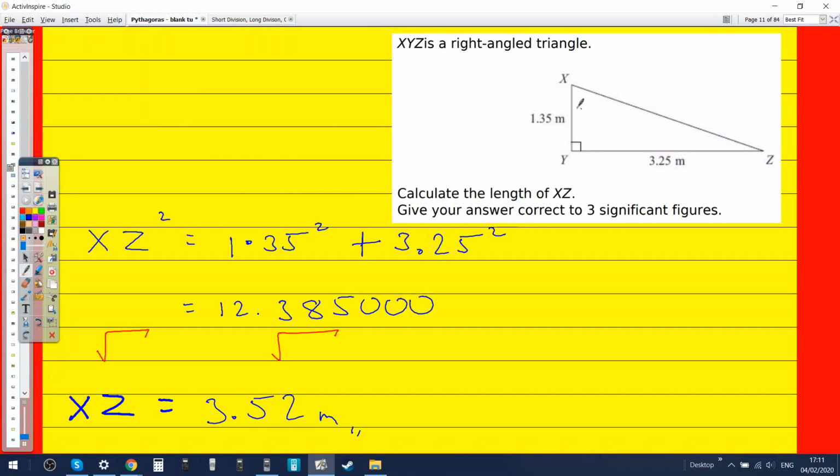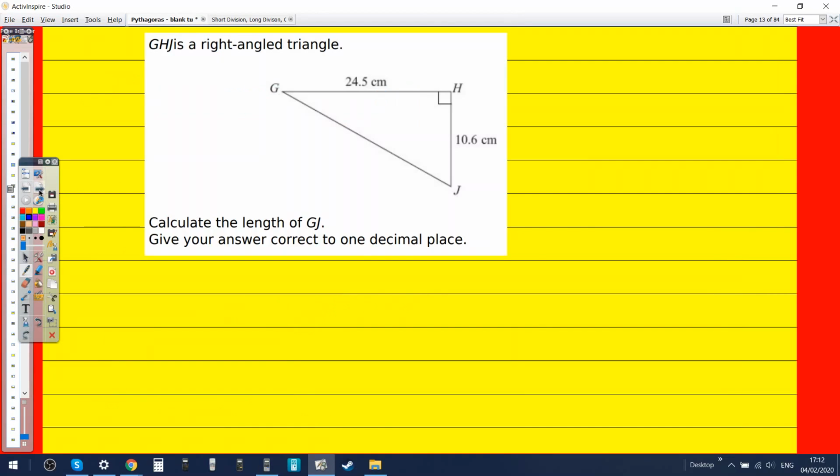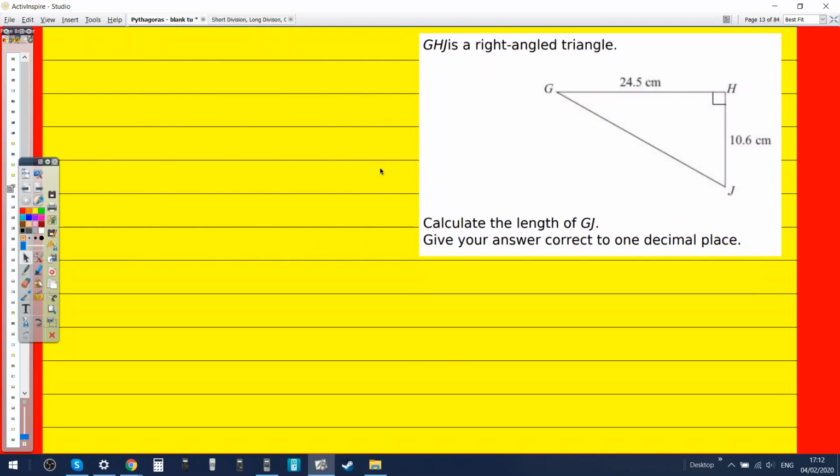That's it. So square one side, square the other, add them together, and square root it. And you can always just do it from the start. The hypotenuse is the square root of the other two sides added together. So you can just put it in your calculator like that, in the same way that I did here. Square root, that one's squared. Our one was plus, not minus. Okay, so try this one. Okay.